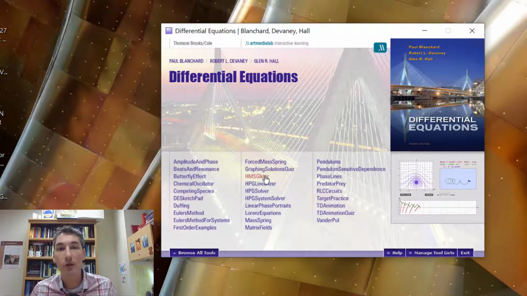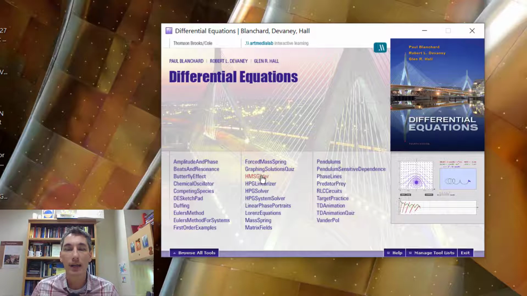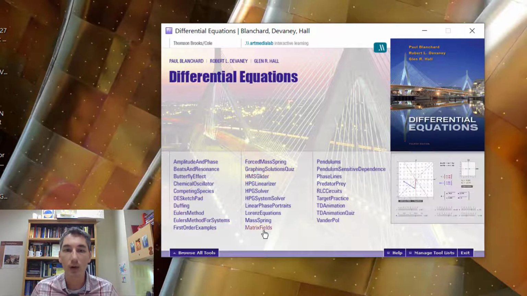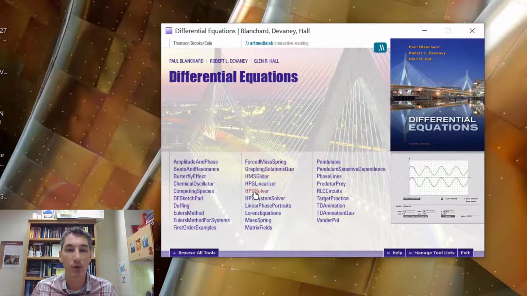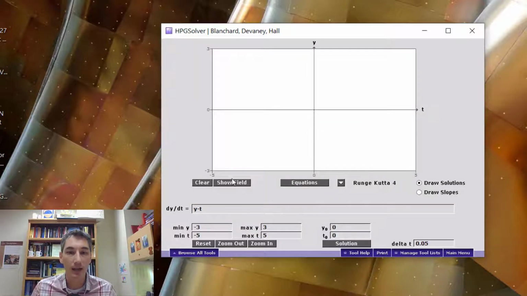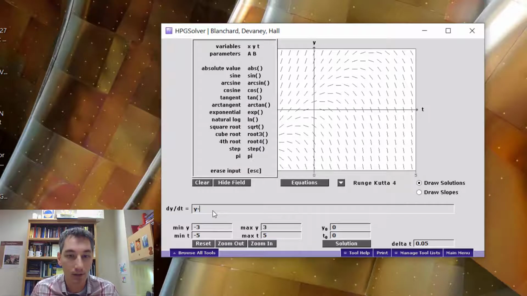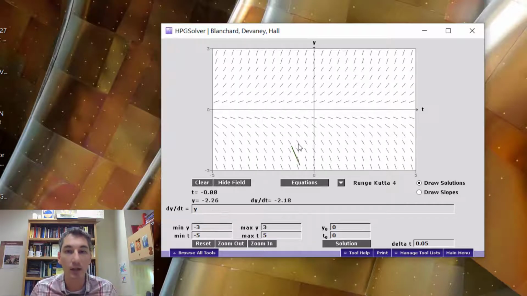The other slope field generator that I mentioned is that Java program that is linked on Canvas. It requires Java to run, but it is a nice program. It's called HPG Solver. If you click that and click Show Field, now I need to type dy/dt equals y here, and you can see it's the same slope field generator.